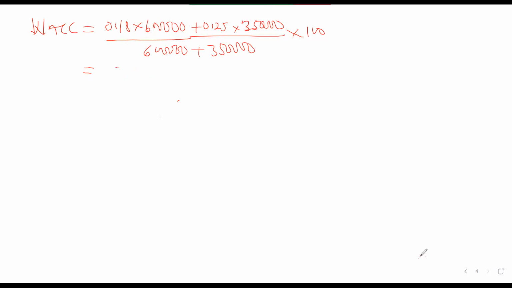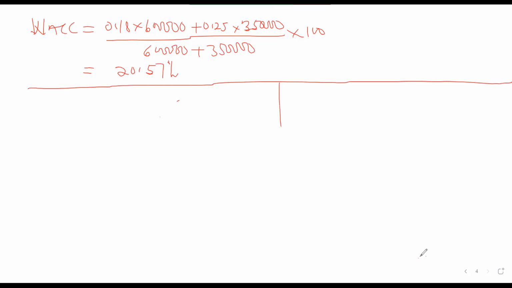Okay, so let's just use 20.57 or 20.6. Okay, 57% is okay. All right, so this is our WACC. So we can now go on to calculate our borrowing cost one by one.